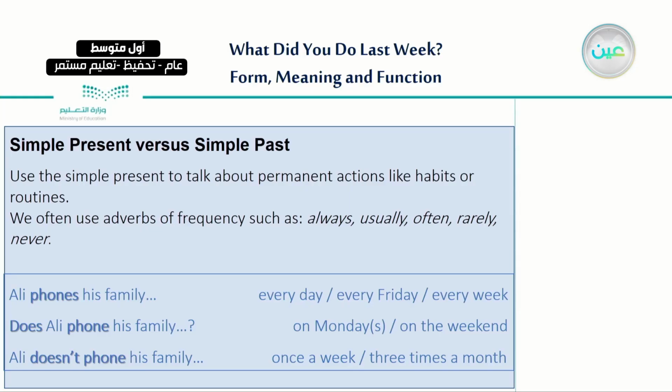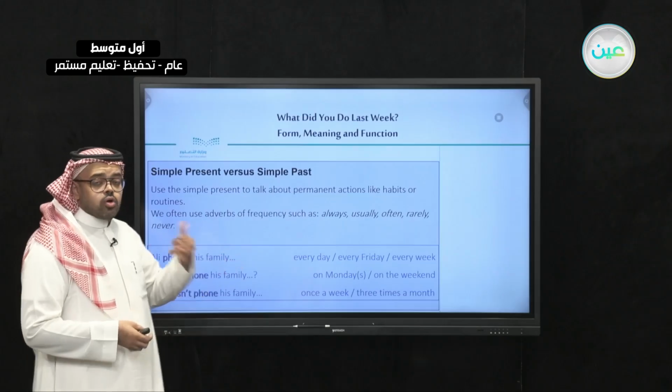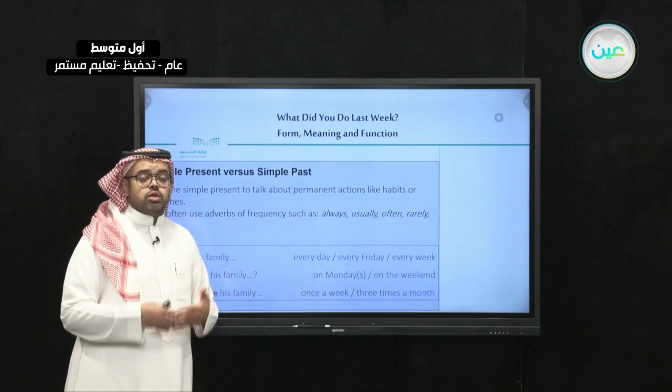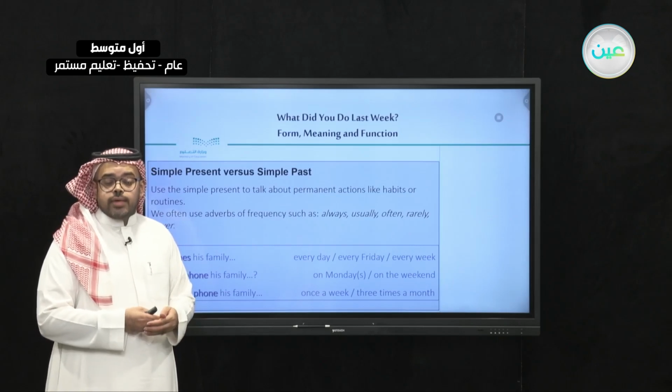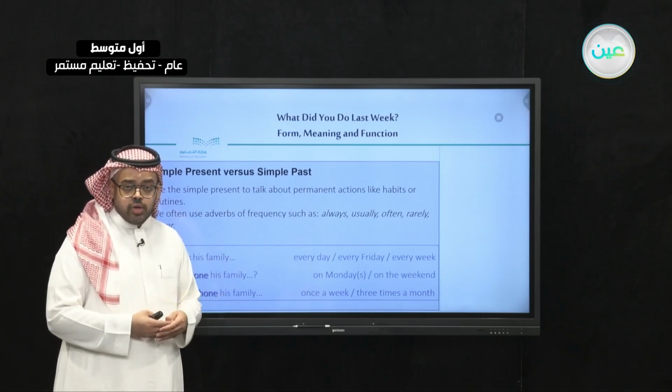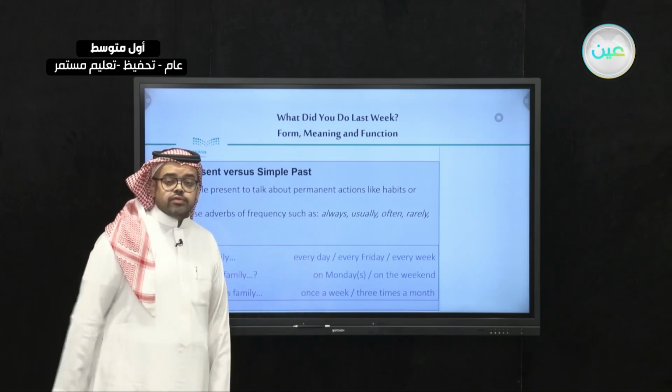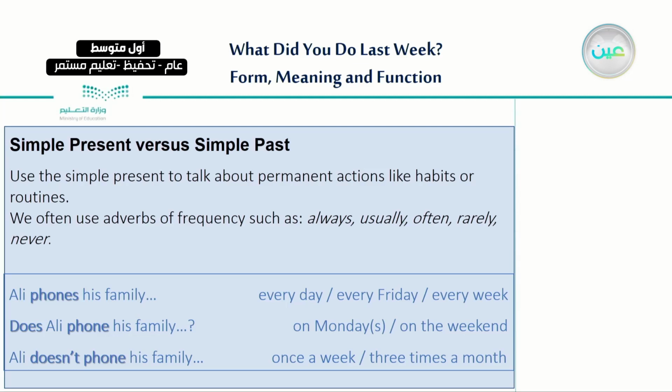So let's read a few examples. The first one, Ali phones his family. Phoning his family or calling his family is one of the things that Ali usually does. And here we have the time expressions. We can say every day, every Friday, every week. What's important here is that he continues to do that thing, he continues to call his family. So it became a habit for him, whether he does it every day or every Friday or even every week.